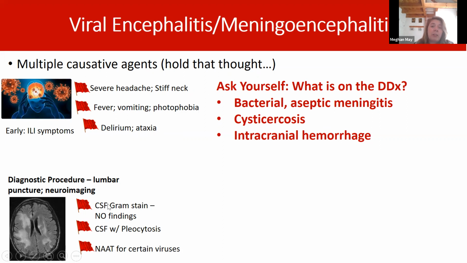Your CSF gram stain is going to have no findings. Again, no bacteria present. Your CSF will also have pleocytosis, monocytes, lymphocytes usually, and you would also conduct PCR tests for certain viruses. Which one? You'll see in a minute. Okay, so the risk factors are very different by agent.